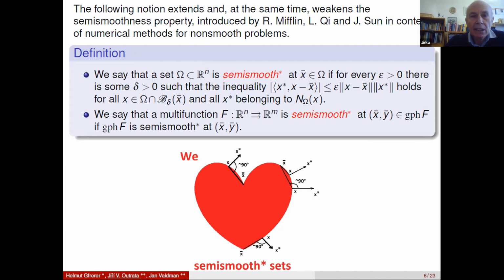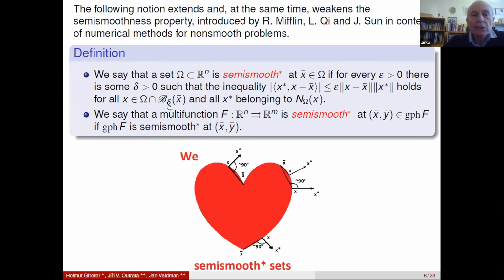Having a set capital omega in Rn, for instance, we say that this set is semismooth star at the point x bar from omega if for every epsilon positive there is some delta positive, such that this inequality here holds true for all x's from this intersection.